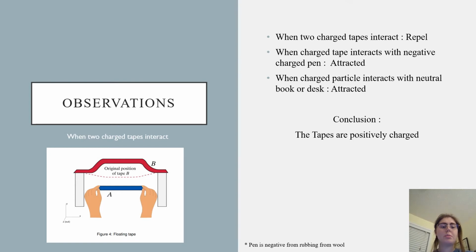So looking at some observations that you can see, when the two charged tapes interact with one another, they are going to repel because they have the same charge. However, when they interact with a negatively charged pin, they are attracted. So what that means is that the tapes are going to have to be positively charged because opposite charges attract.